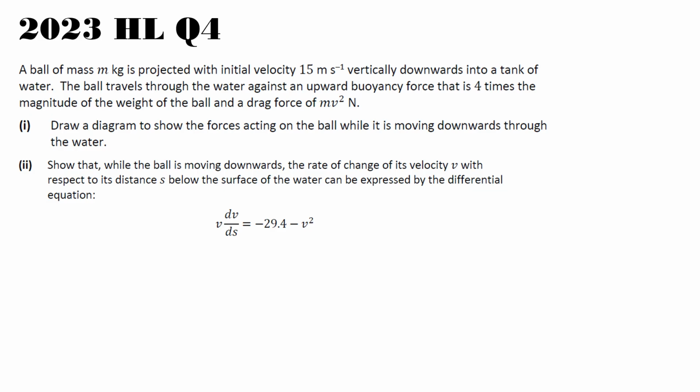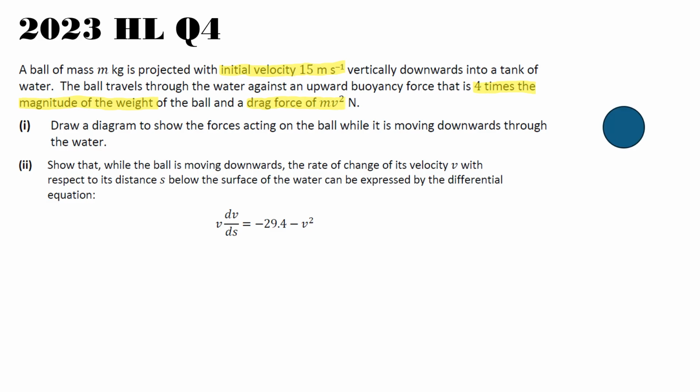A ball of mass m kg is projected with initial velocity 15 meters per second. I'm just going to highlight this because it's something we're going to need later in the question. It's projected with initial velocity 50 meters per second vertically downwards into a tank of water. The ball travels through the water against an upward buoyant force that is 4 times the magnitude of the weight of the ball and a drag force of mv squared newtons. Draw a diagram to show the forces acting on the ball while it is moving downwards through the water.